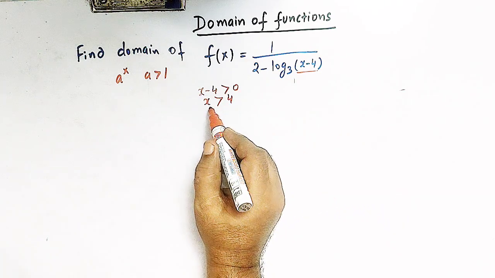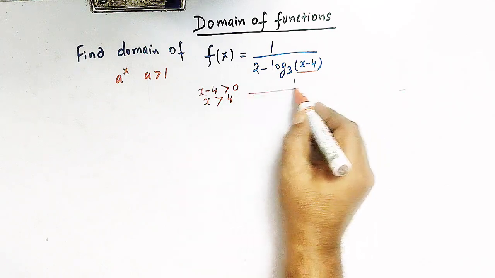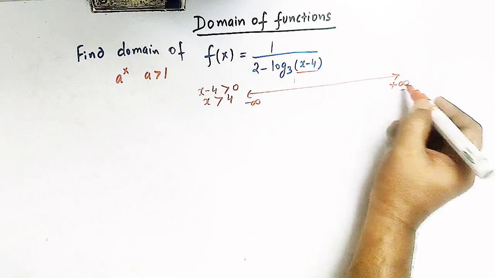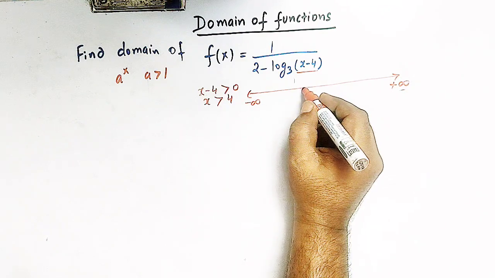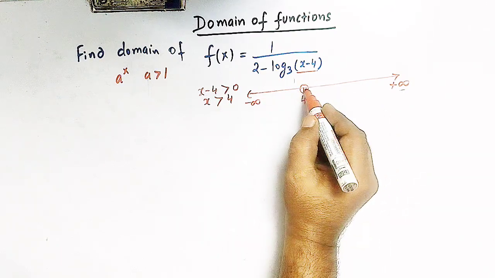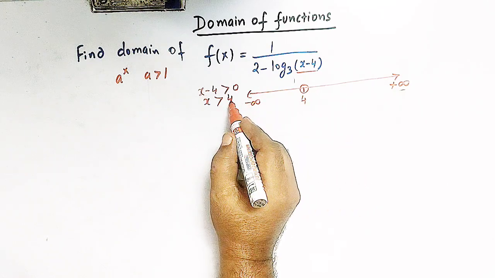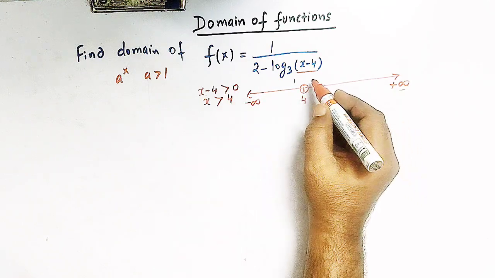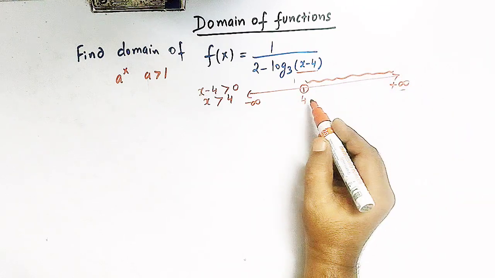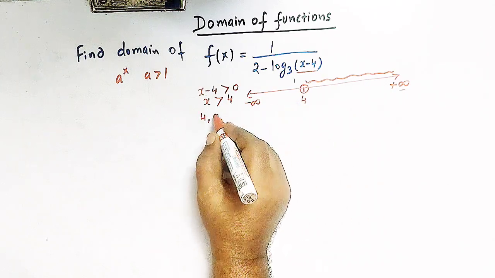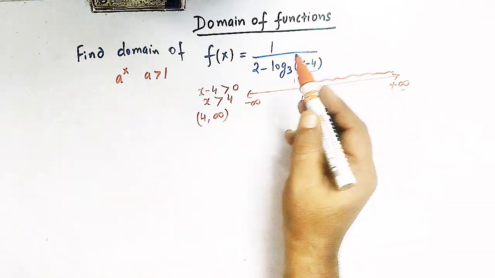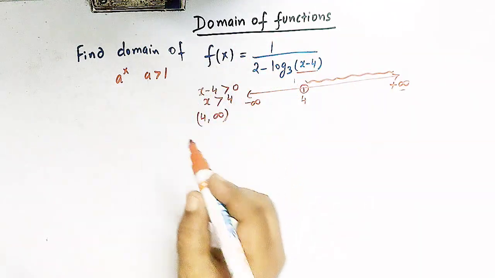Let us represent this inequality on the real number line. Here we have minus infinity, here we have plus infinity, and x greater than 4. We represent 4 with a circle, which implies that x equal to 4 is not included. So x greater than 4 gives us the interval from 4 to infinity. This is the first condition to find the domain of f of x.